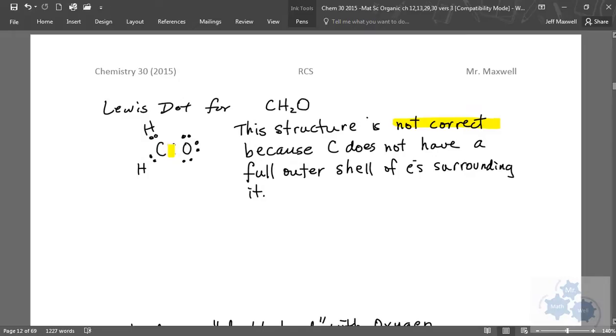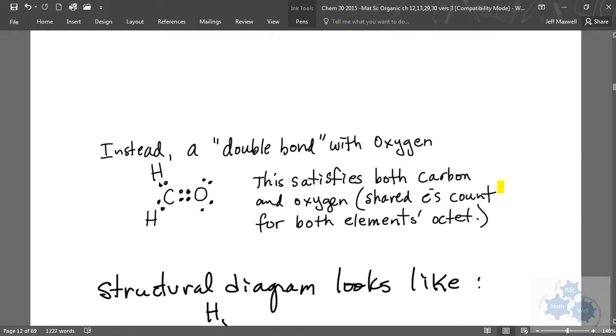So remember, carbon wants to have a full outer shell, oxygen wants to have a full outer shell. Now hydrogen is giving up its electrons, so it can't really have 8. The maximum it can have is 2 because it's in the first energy level, right? So this is fine. Hydrogens are fine. But notice that carbon only has 6 electrons around it, so it is not happy. So how do we fix that? This is where the double bond comes in. Okay? So instead of single bonds around the carbon, a double bond is formed with oxygen.